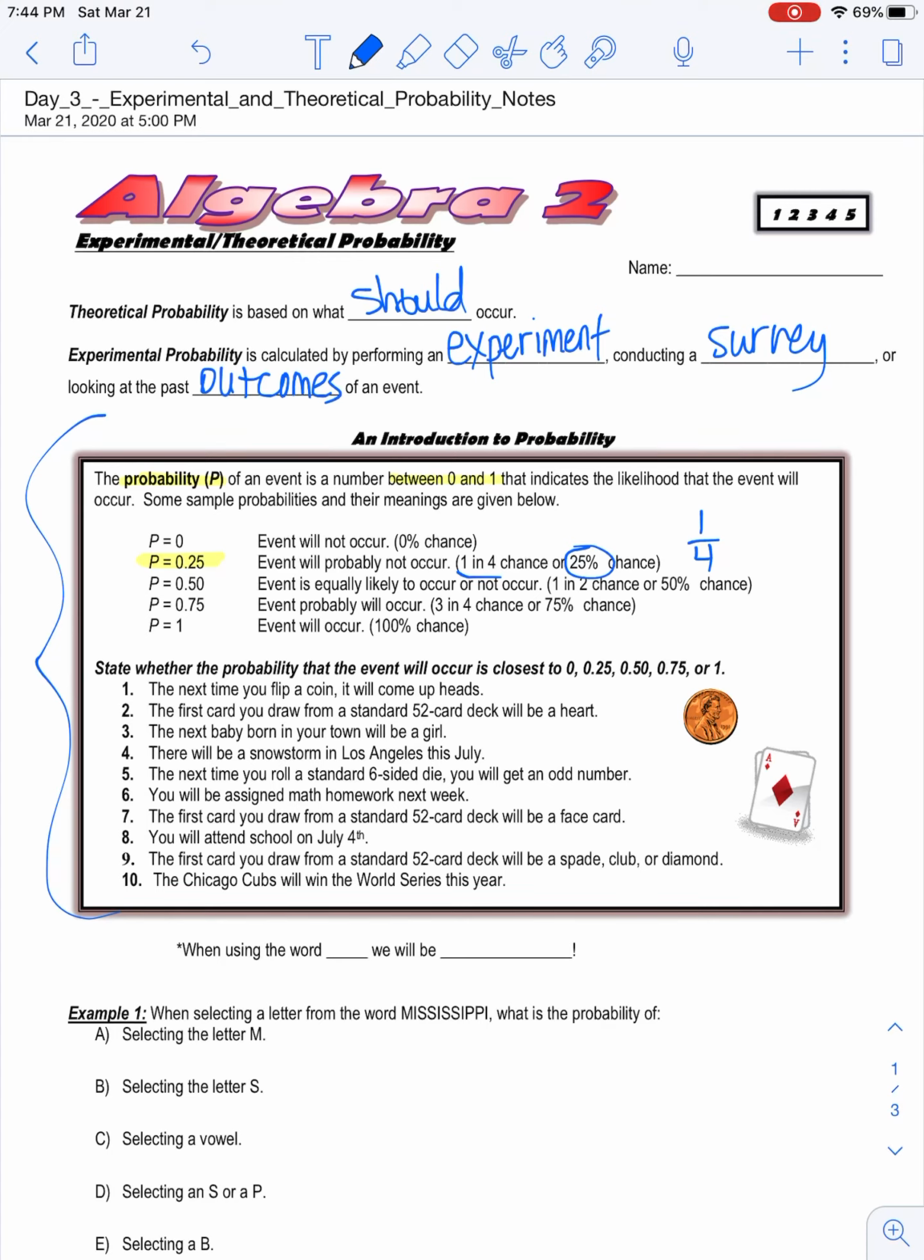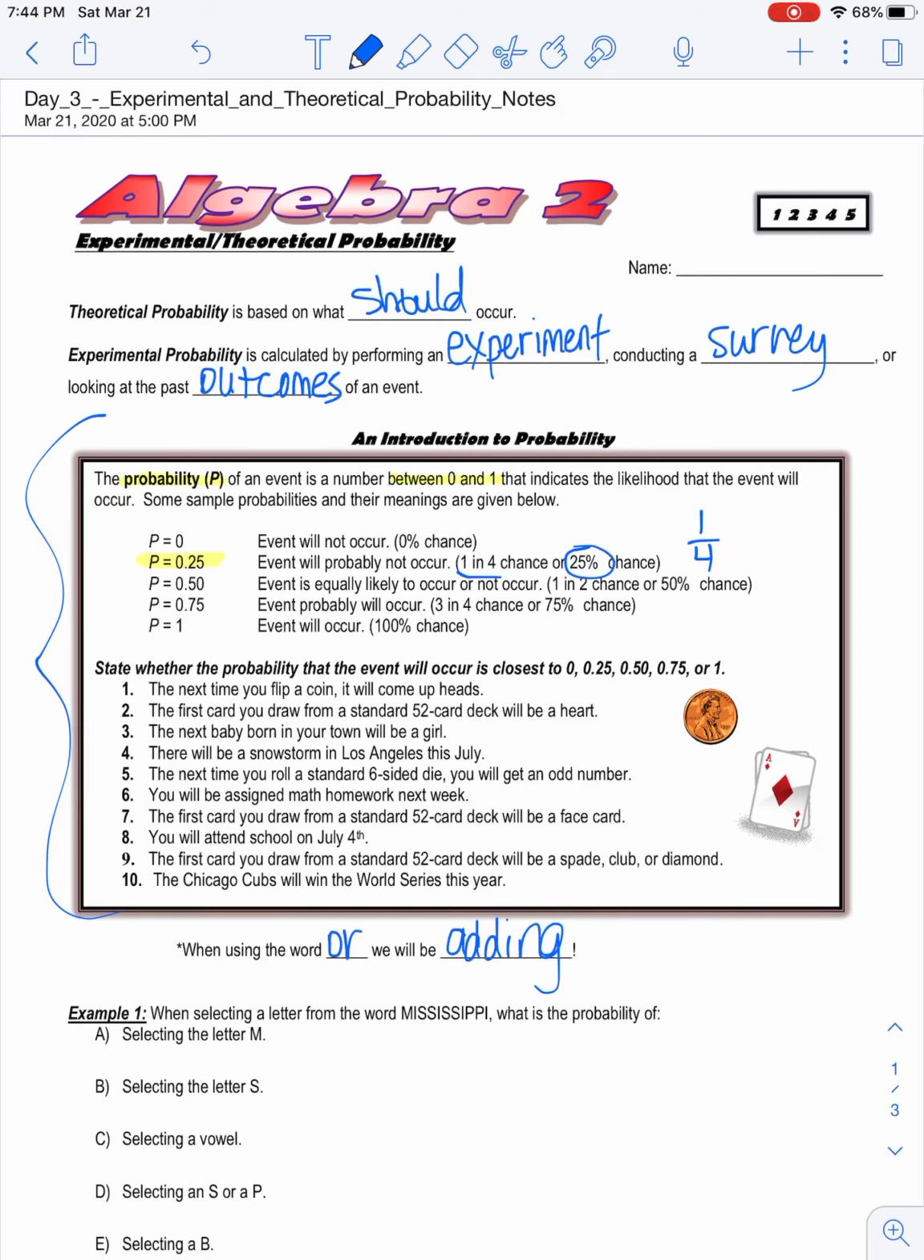So the star down at the bottom below the box says that when using the word or, we will be adding. So there's some problems today where we'll see or, and we'll use that addition rule from last week. Just to go through 1 through 10 real quick and see how you did with those.